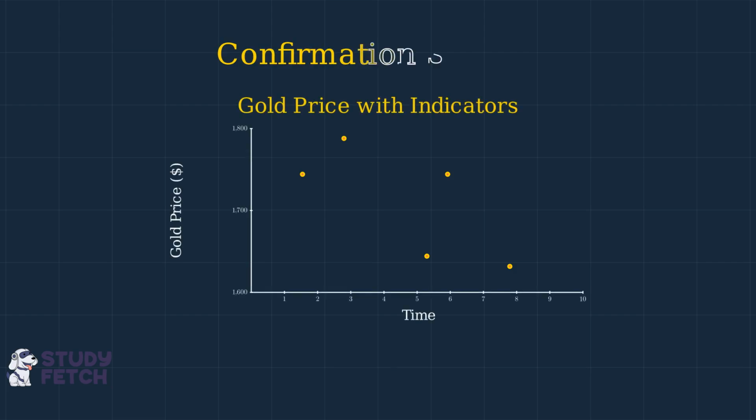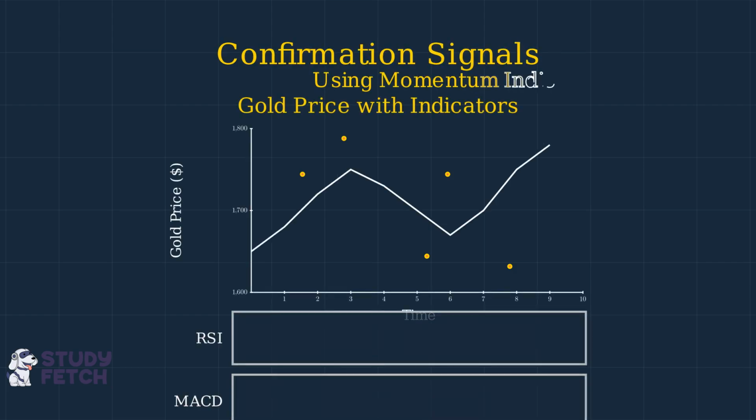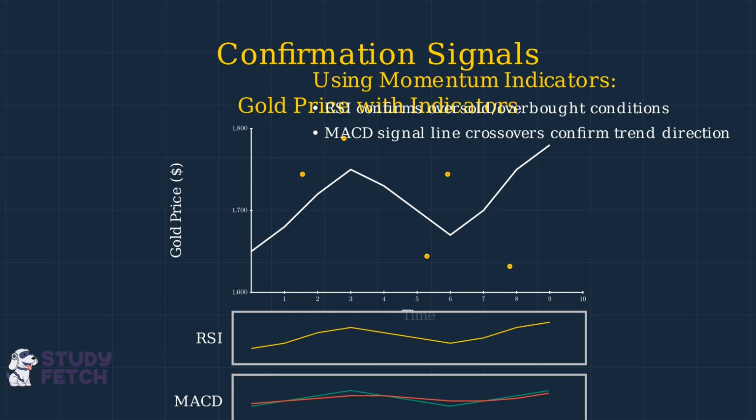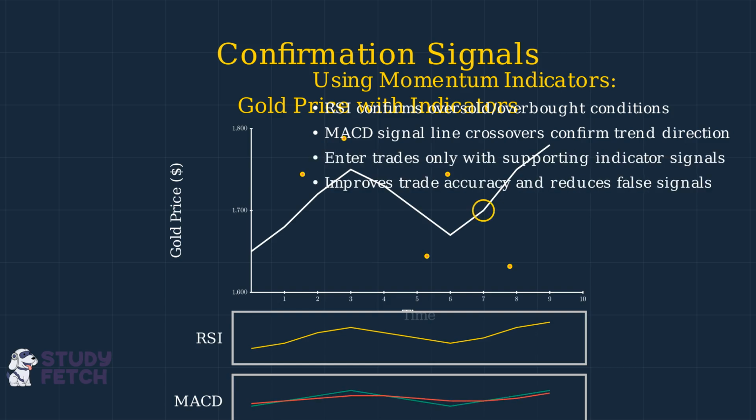To improve your success rate, combine support and resistance strategies with confirmation signals from momentum indicators like RSI and MACD. RSI can confirm whether gold is oversold near support or overbought near resistance, while MACD crossovers help validate trend direction.